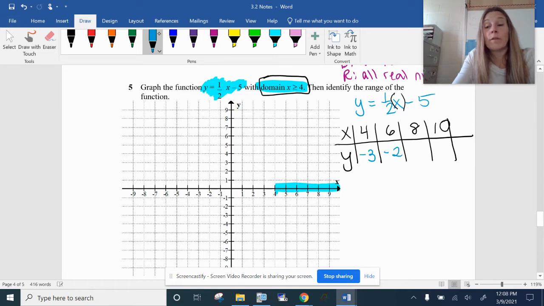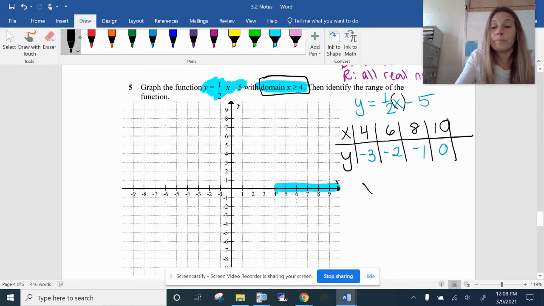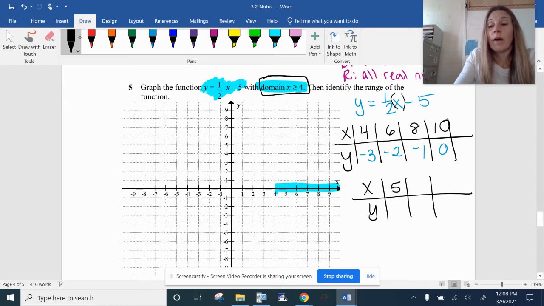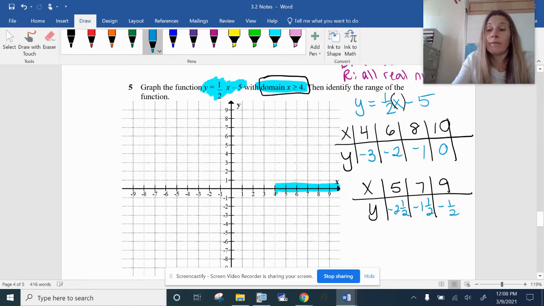Half of 8 is 4. 4 minus 5, negative 1. Half of 10 is 5. 5 minus 5 is 0. Now, if you did pick, just to put it on there, in case anybody would do this, 5, 7, or 9, you would have ended up with negative 2.5, negative 1.5, and negative 1/2. Or you could have had those as decimals as well. But you can see it's going to be just easier to keep the numbers that will work out evenly.